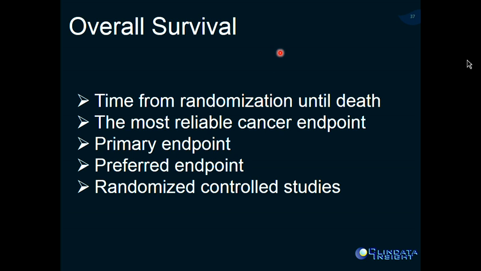Overall survival is probably the most important and most popular endpoint in cancer studies. It is the time from randomization date until death. It is the most reliable cancer endpoint, and it is most often a primary endpoint. It is usually used in randomized controlled studies.